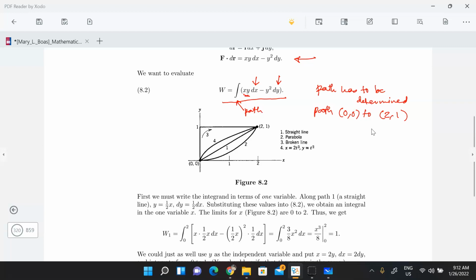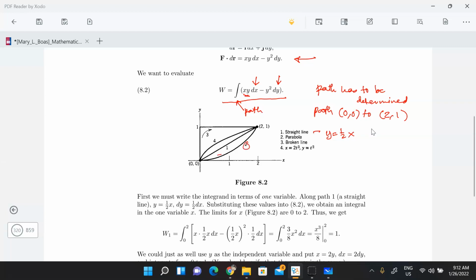So here path 1 is the straight line, and I think the equation is given here, y equals half x. And then the other one is a parabola over here, path 2.